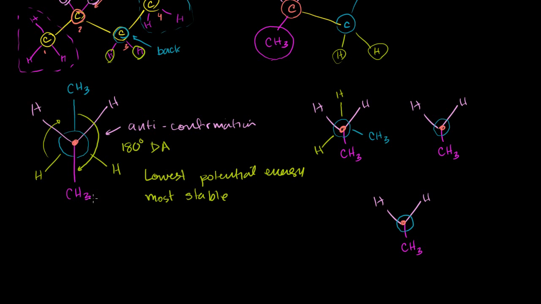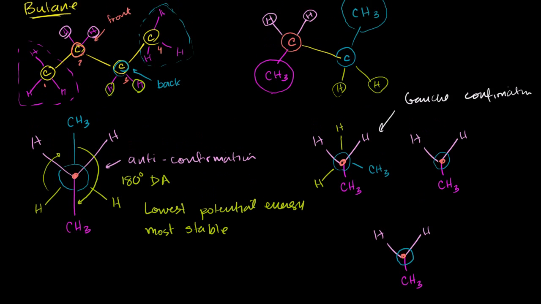Now this conformation was called the anti-conformation. It's the most stable because the methyl groups are as far away from each other as possible. This right here is called the gauche conformation. This is the gauche conformation, and you can view this as the second most stable. At least the methyls are staggered. They're not directly behind each other.